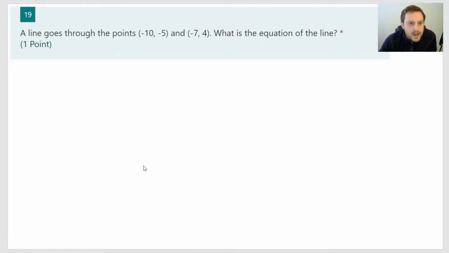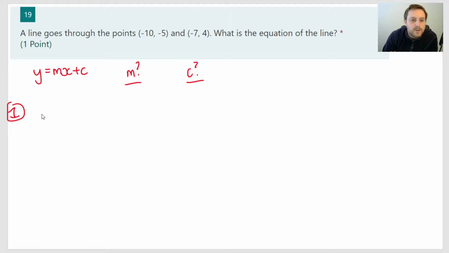Number 19, a line goes through the points -10, -5 and -7, 4. What's the equation of the line? Right, so we know the equation of the line looks like y equals mx plus c. We have to figure out m and we have to figure out c. Step 1 is to figure out m, right? Because the second step is always basically to do that substitution and work out what c is at the end.